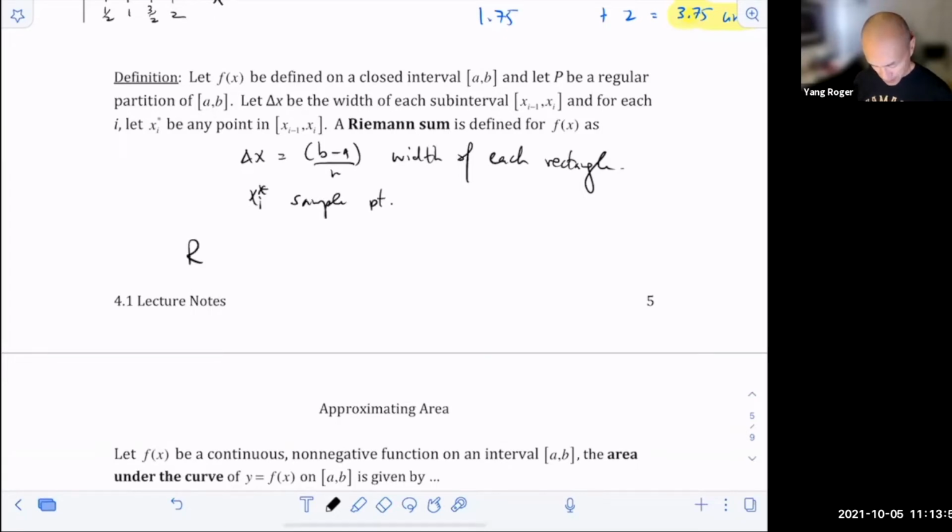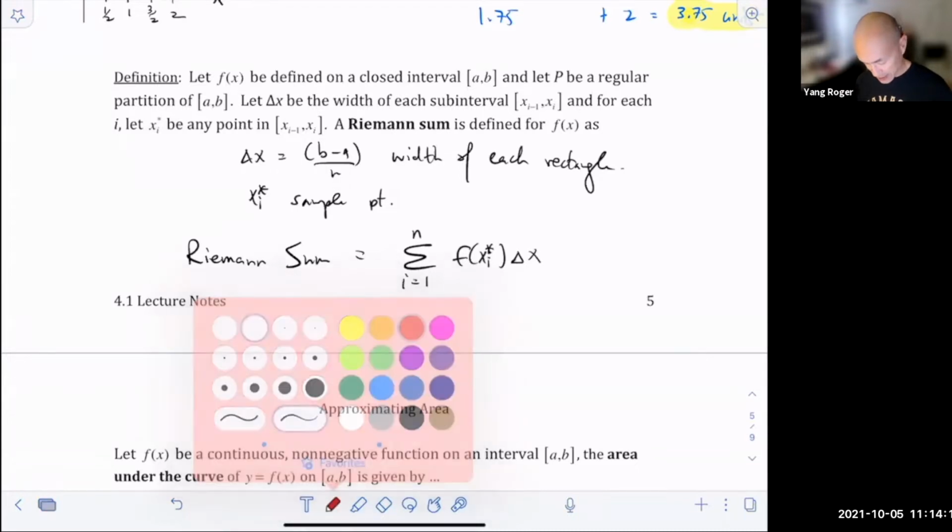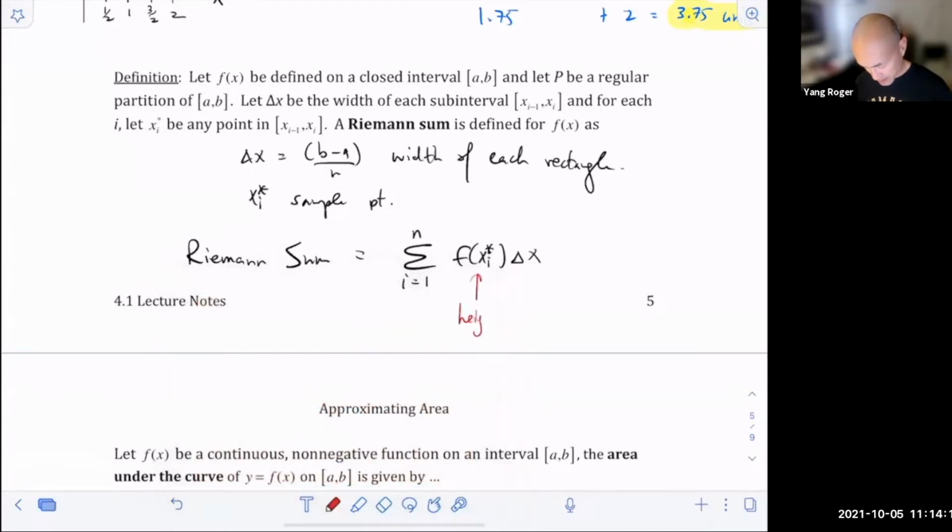Then the Riemann sum is equal to the sum as i goes from 1 to n of f of x_i star times delta x. So this is the height. This is the width. So this is what we've all been working with so far. Okay. Actually, I'm going to hold off on the 4.2.